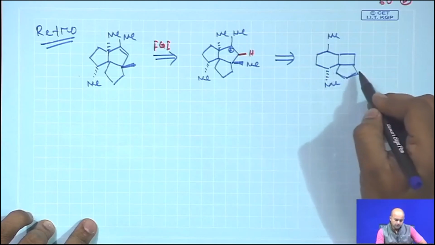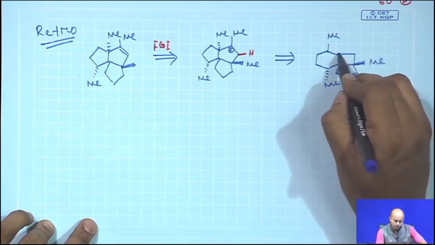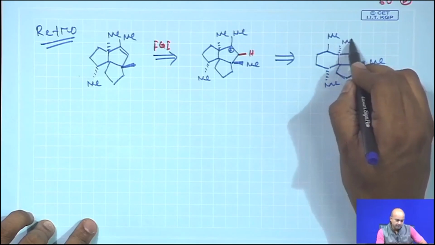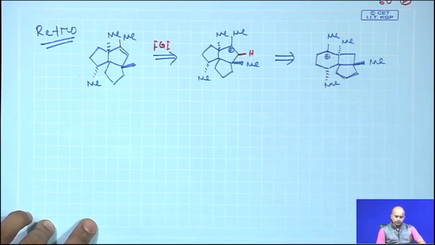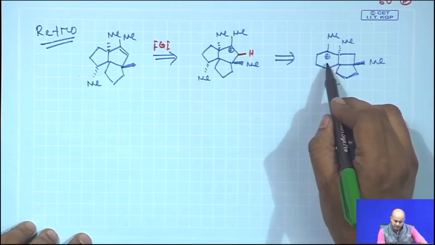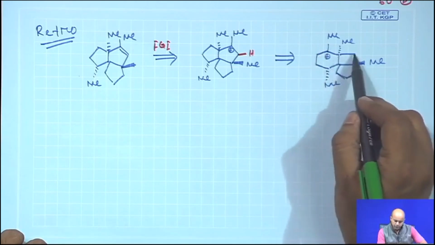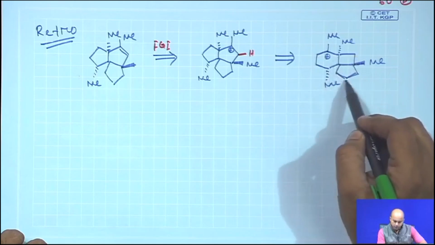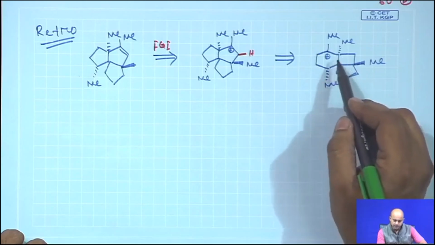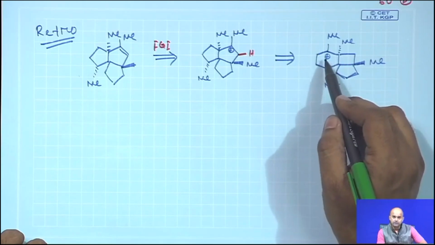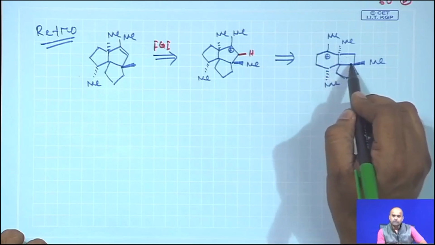I am just proposing the retro as the synthesis was reported by Professor Pirung; we are trying to exactly follow the retro which he has devised. Professor Pirung says that if you have this kind of carbonium ion, this is also 3-degree. Now, this is a 6-member ring fused with a 4-member ring, angularly fused with a 5-member ring. Now, what was proposed is that if this carbonium ion is generated in the reaction mixture, there is a 4-member ring.